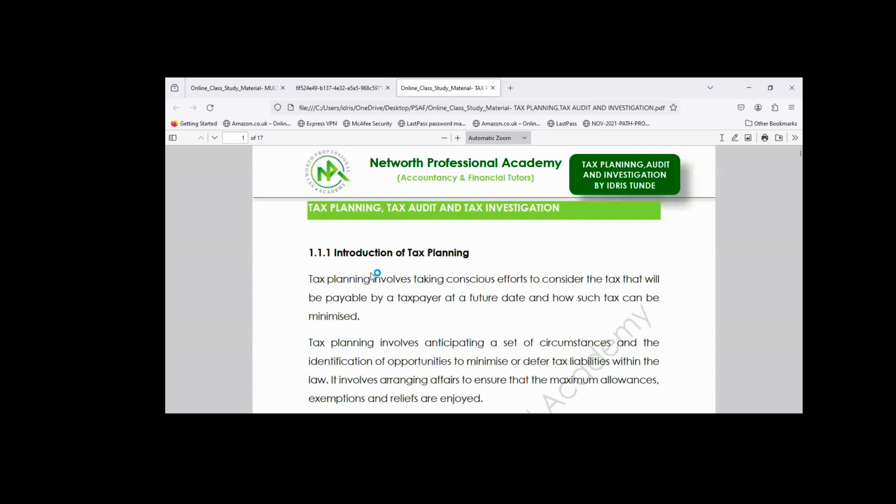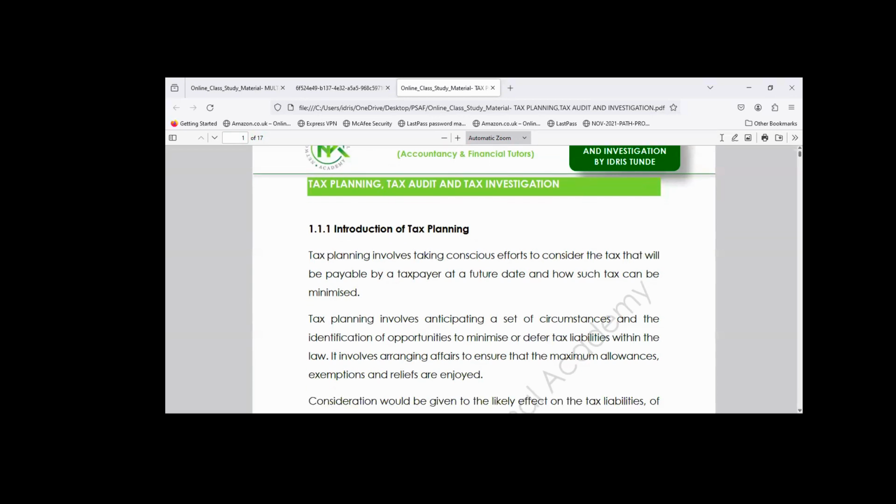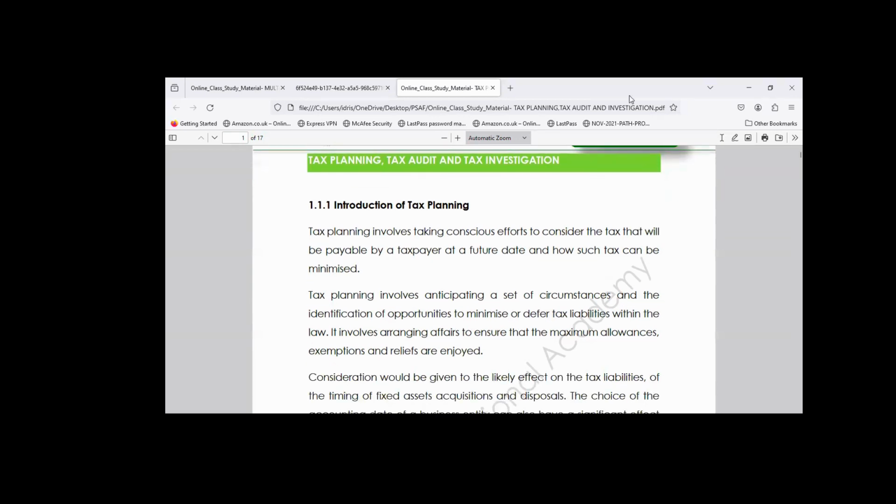So this is the topic: tax planning, tax audit, and tax what? Investigation. So what is tax planning? Tax planning involves anticipating a set of circumstances and identification of opportunity to minimize or defer tax liability within the tax law.